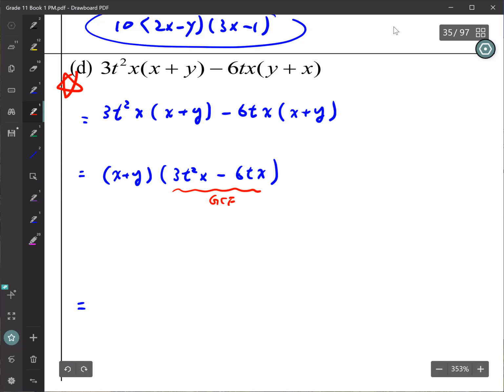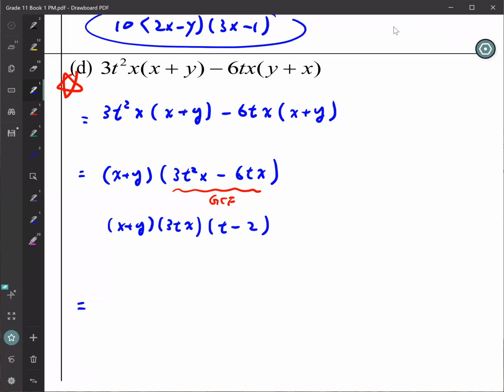So x plus y in brackets plus 3tx brackets t minus 2. Okay, hold on. I'm very slow at writing. x plus y, and then 3tx, and then t minus 2, like this. Okay. Let me double check. So they both can take out 3, can take out t and x. Yeah, looks good. Okay. Is there anyone having different answers or a question about this one?